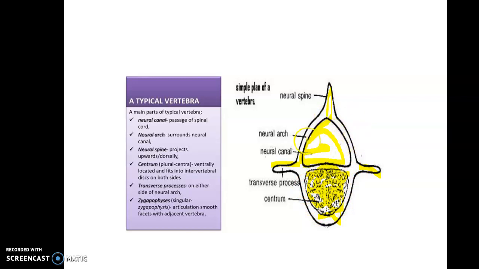This neural canal is for the passage of spinal cord. At this region, you find certain notches. So when the adjacent vertebrae come and join, there will be a minute opening for the passage of spinal nerves. Neural arch will surround the neural canal. Neural spine projects upward. Centrum, which is ventrally located, fits into the intervertebral disc. Transverse processes are on either side of the neural arch. Zygapophysis is the articulation with smooth facets with the adjacent vertebra.